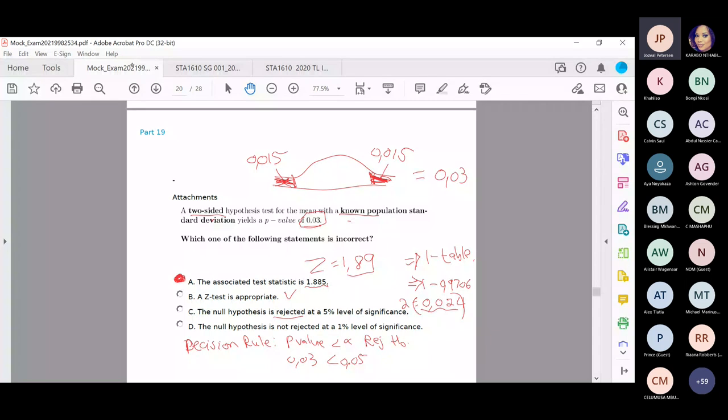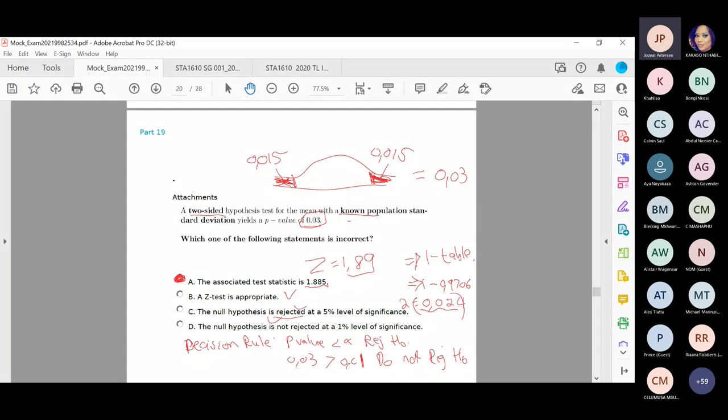Now, option D says the null hypothesis is not rejected at alpha of 1%. Alpha of 1% is 0.01. So the p-value, we'll also need to change the sign. So the p-value here will be greater than alpha. So we're not rejecting the null hypothesis. So here we'll say we do not reject the null hypothesis, which is correct.